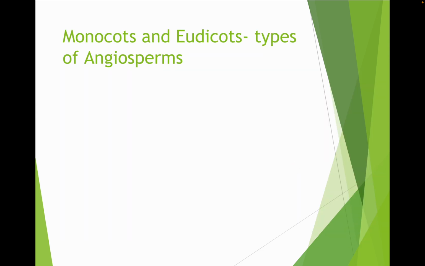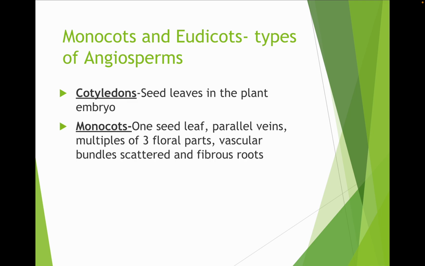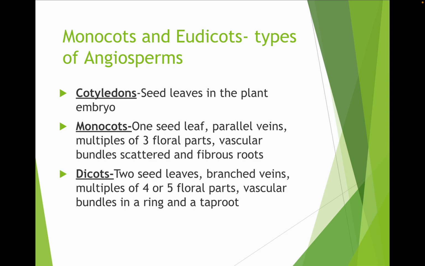So monocots, eudicots, types of angiosperms. So cotyledons, one of my favorite words, are seed leaves in the plant embryo. The first leaves you are going to see when you plant your seeds are what we call cotyledons, and they're already in the plant embryo. Monocots have one seed leaf, parallel veins, multiples of 3 floral parts, and vascular bundles scattered, with fibrous roots. Dicots have 2 seed leaves, branched veins, multiples of 5 or 4 floral parts, and vascular bundles in a ring, and a taproot.